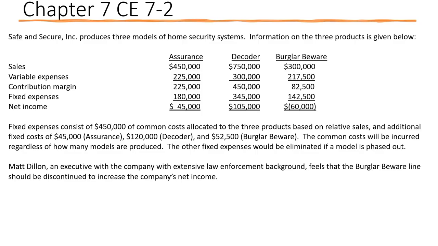The other thing that we need to clear up here is that the allocation is based on relative sales. That's a little bit new terminology than we've seen before, but what it really is looking at is our sales mix, what percentage of the total is each product, and multiplying that percentage by our fixed common cost, the $450,000. So that's how the allocation works. It's the percentage of the total sales for each product, and that's how much they get allocated to the product.